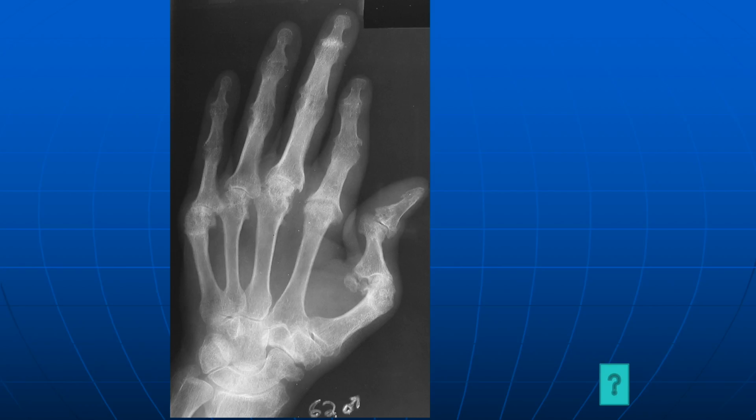But if you look at all the other joints, there are erosions everywhere. Look at the contour of the metacarpal head. Look at all of the metacarpals. They're all abnormal. But the really distinguishing feature in this, so you know that they're erosions. This has to be an inflammatory arthritis.